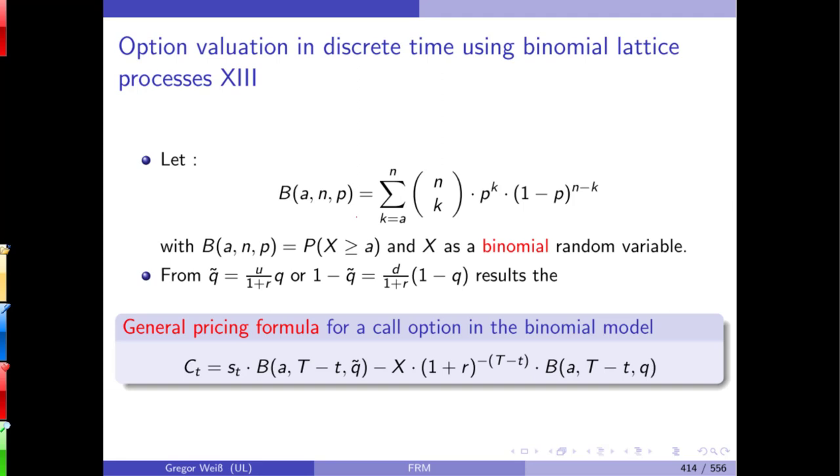What is interesting now is if we set all these notations like this, the result will be a general pricing formula for a call option in the binomial model. The call price is given by ST times binomial distribution minus strike times discount factor times binomial distribution. Does anyone see something in this formula? And this is no coincidence.